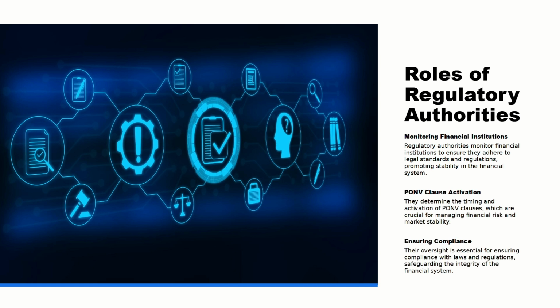Roles of regulatory authorities. Monitoring financial institutions. Regulatory authorities monitor financial institutions to ensure they adhere to legal standards and regulations, promoting stability in the financial system. PONV clause activation. They determine the timing and activation of PONV clauses, which are crucial for managing financial risk and market stability. Ensuring compliance. Their oversight is essential for ensuring compliance with laws and regulations, safeguarding the integrity of the financial system.